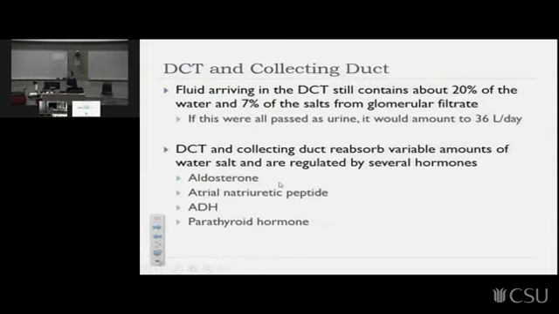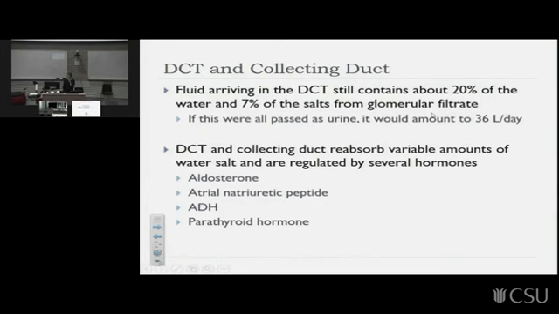So from the distal convoluted tubule and collecting duct, fluid arrives in the distal convoluted tubule still containing about 20% of water and 7% of salts from the glomerular filtrate. So remember how I said just before that we still have a lot of water reabsorption to take place. So we need to get the water out of the nephron and back into the blood system so that we can maintain a balance of our blood volume. So if all of this was passed through, we would amount to having about 36 litres of urine per day. So obviously there is still a lot of reabsorption to take place.